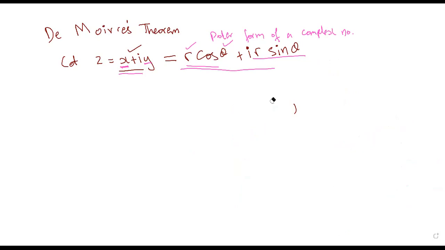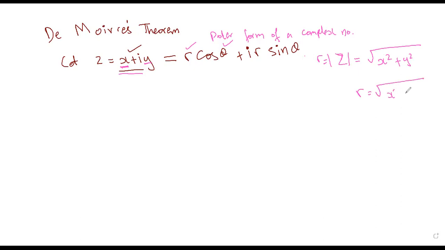This r basically is z mod. Since z mod is under root real part square plus imaginary part square, r is basically under root x square plus y square, and theta is the same angle. Theta is the argument which we discussed, y by x. So we know that if this is a complex number, we can write it this way as well in polar form, right?